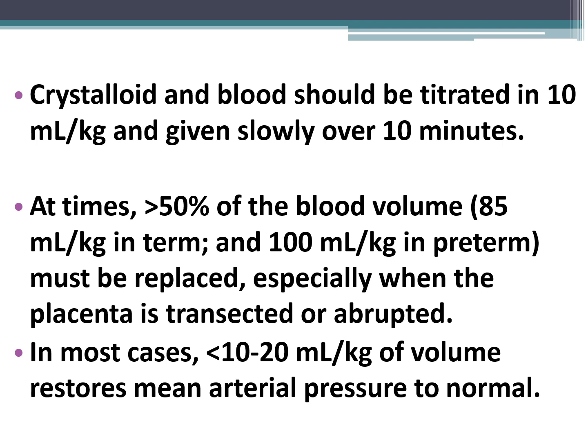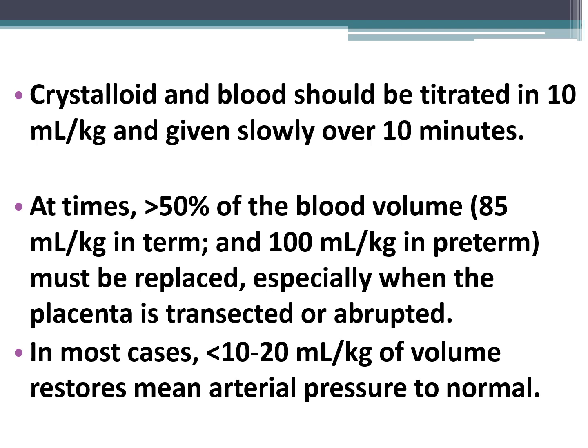At times, more than 50% of the blood volume, that is 85 ml per kilogram in term and 100 ml per kilogram in preterm, must be replaced. That is, we may be supposed to replace more than 50% of the total blood volume, especially if placental separation was there before the delivery. In that case, you may be supposed to give more blood. More than 50% means, in the case of term babies, approximately 85 ml per kg, and in the case of preterm babies, 100 ml per kg.